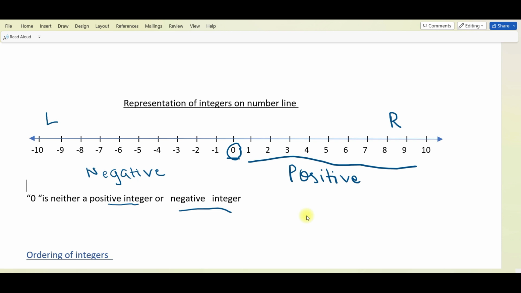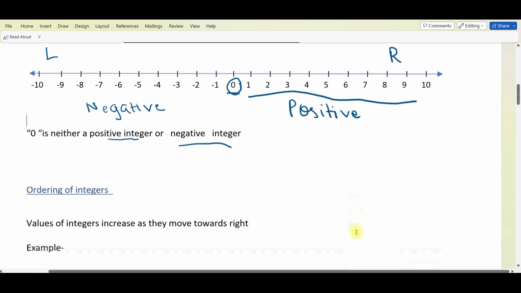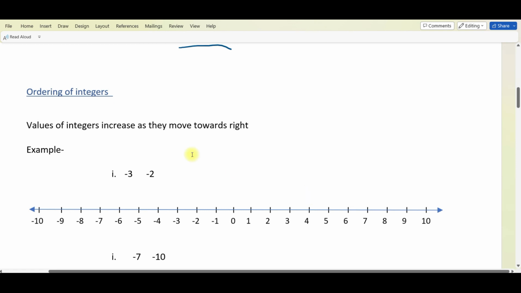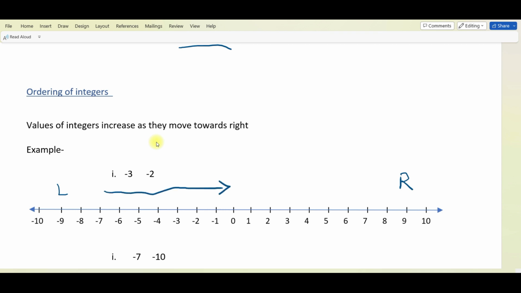So let us understand the ordering of integers going forward. Ordering of integers is basically based on the values of these integers on the number line. The value of an integer increases as it moves towards the right. As I said, this is the left side of the number line, and this is the right side of the number line. As the numbers move from left towards right, the value increases.